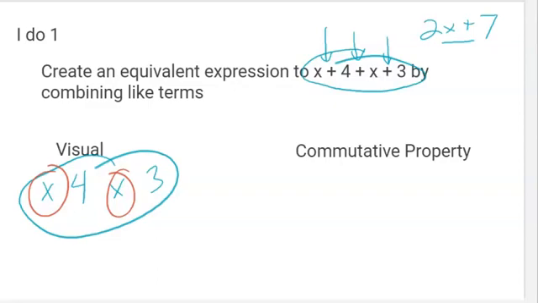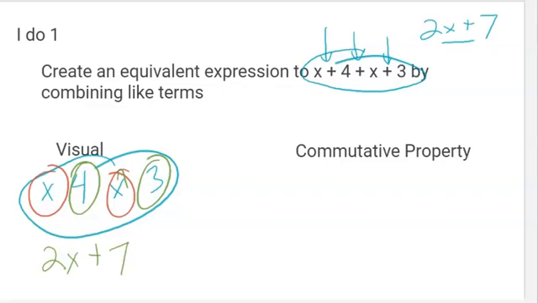They're added, and I can put the numbers together. And so if I do that, if I put the x's together, I would have x plus x, which is the same as 2 times x. I have 2 x's. And I have the 3 and the 4 that could go together and make 7.